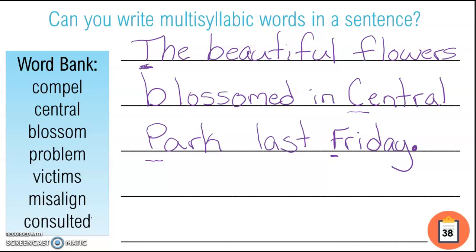Okay, so just make sure you have your who, did what, where, when, and why. In my sentence, my who or what is my flowers, so my sentence is about the beautiful flowers. And did what, they blossomed. I have my where, in Central Park, and I have a when, which is last Friday. So I didn't include my why in this sentence, but I could include that as well if I wanted to continue on and make a longer sentence. But I have most of those things included in this sentence.